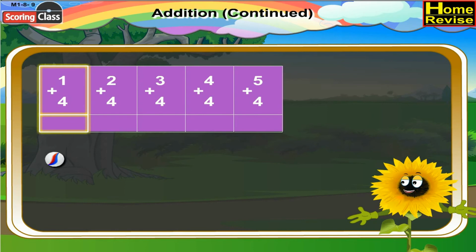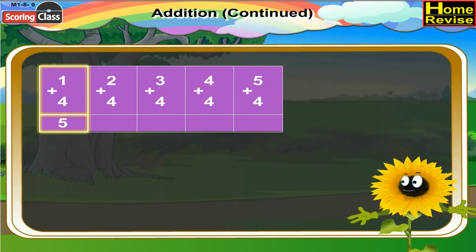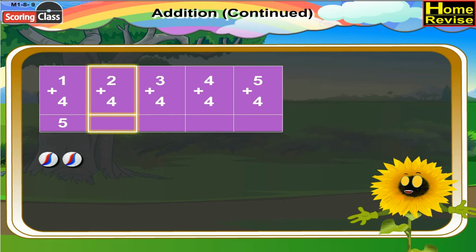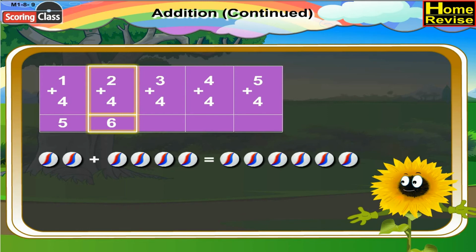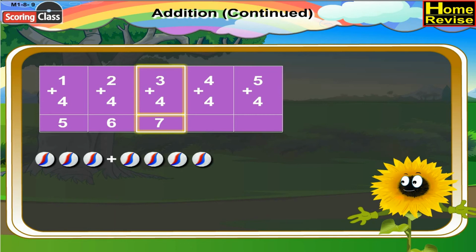Now if you have 1 marble, 4 more marbles are added to it, that would be 1 plus 4, 5 marbles. If you have 2 marbles and 4 more marbles are added to it, that would be 2 plus 4, which is 6 marbles. If you have 3 marbles and 4 more marbles are added to it, that would be 3 plus 4, 7 marbles.